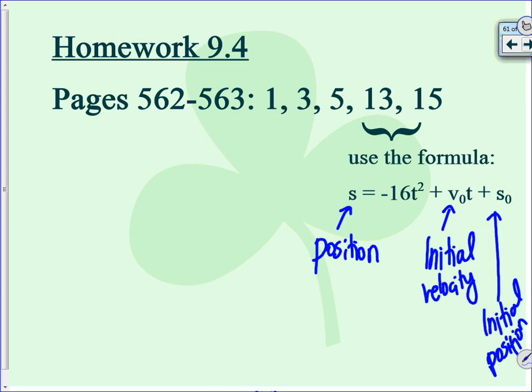All right, so we don't have a lot, but you do need to write down this formula for the last problem.